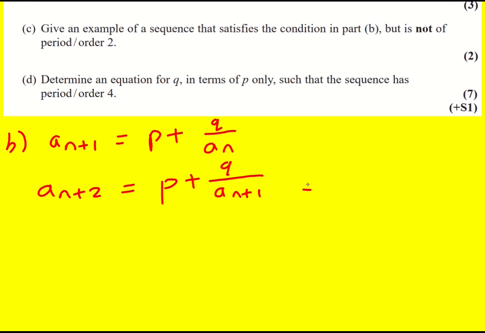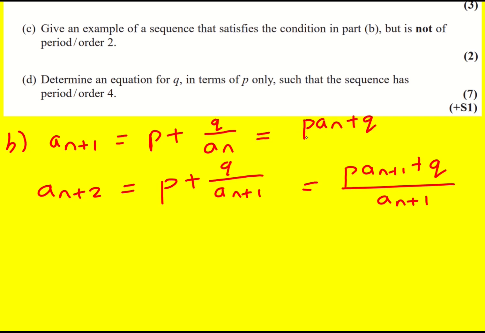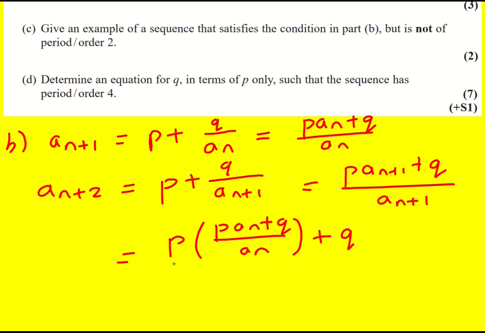Before I do that, it makes sense to put them over a common denominator, so that'll be a p a_n plus q over a_n. It's going to look like that. Okay, and then I can actually do the same over here. So what that means is that now I'll have p plus q over a_n plus q over a_n. It just makes it easier to manipulate the algebra. Everything's over a common denominator.